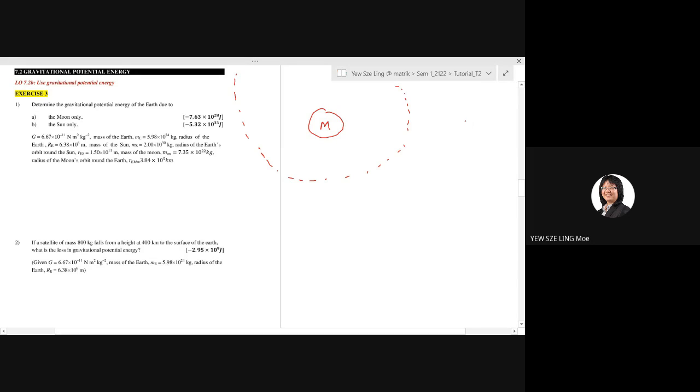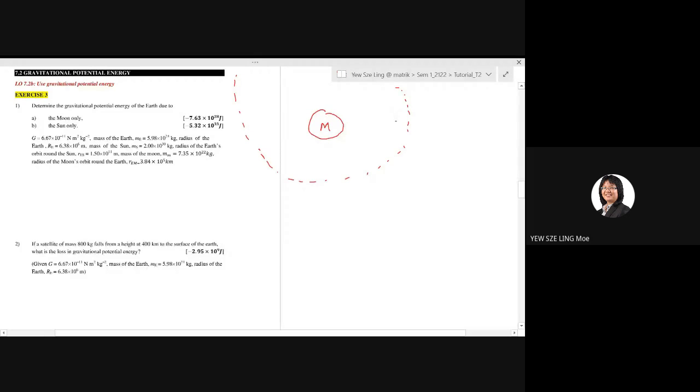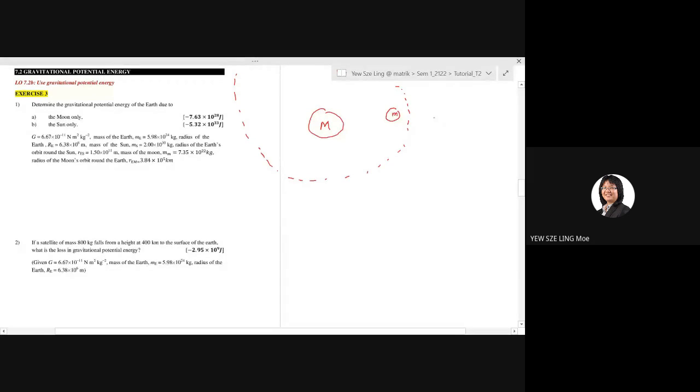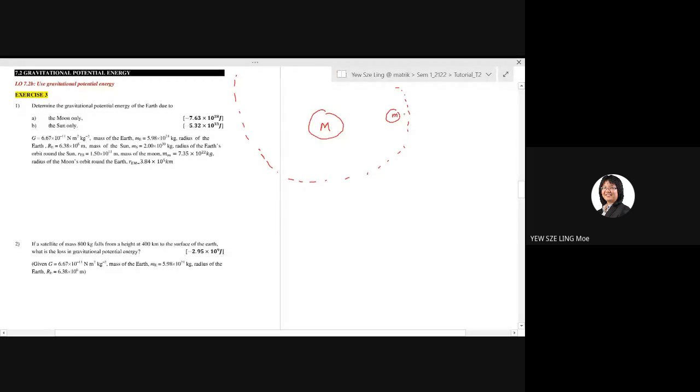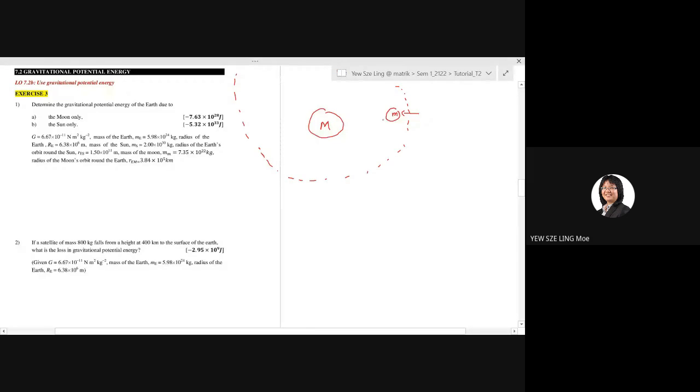But what am I going to do now? I'm going to place another test mass inside this field. So the energy needed to put a test mass inside this field is the gravitational potential energy. It's the U. So U is also known as the potential energy of these two masses.